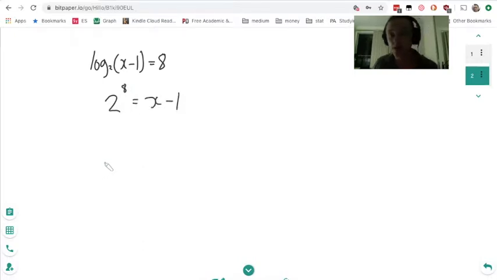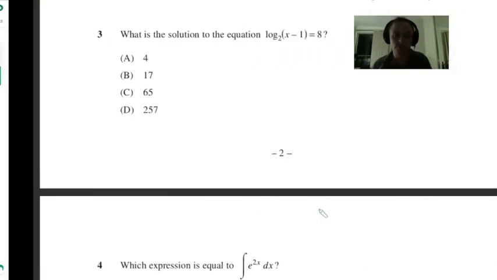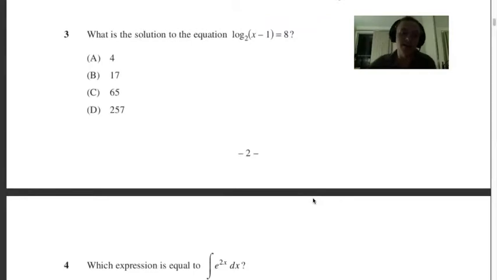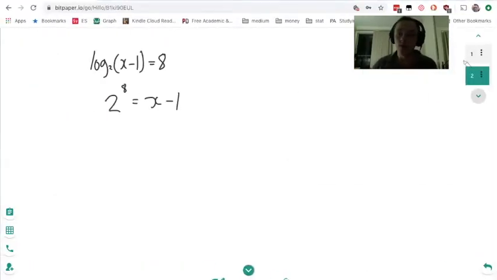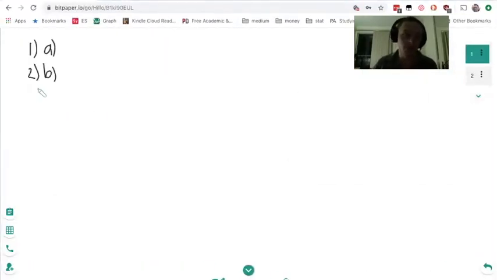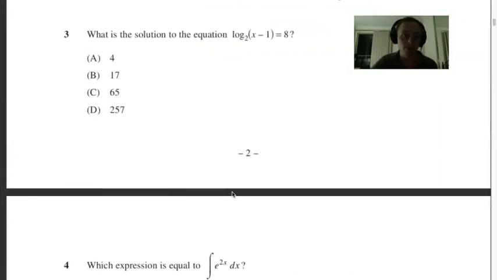So if we add 1 to both sides, we've just found our x. So we'll type into our calculators 2 to the power of 8 plus 1. That should give us 257, and that is D. So question 3, we are looking at D. Question 3, D.